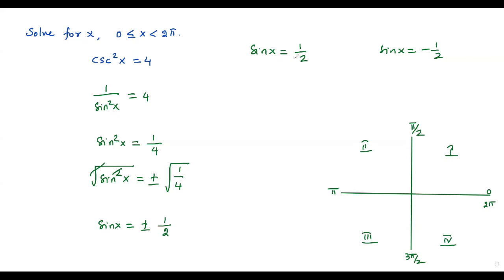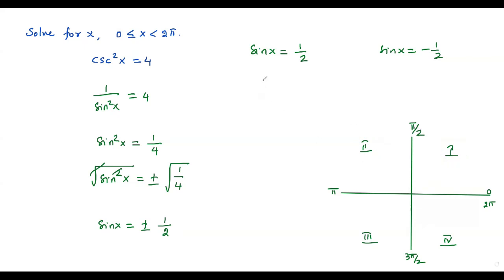We know that sine x is positive in the first quadrant and second quadrant. In the first quadrant, all trigonometric ratios are positive, so sine x is also positive. Using the ASTC concept, sine x is also positive in the second quadrant.